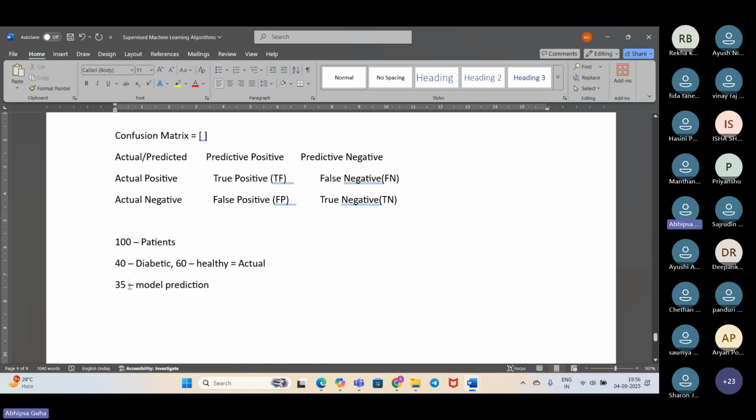Model prediction. So 35 it has predicted correctly, and it has got the TP, the true positive value. In this case we can think of that as 35. As it has done correctly, we can put it as TP because it is the true positive value. And next, the false negative, we can think that 5 it has predicted wrongly.